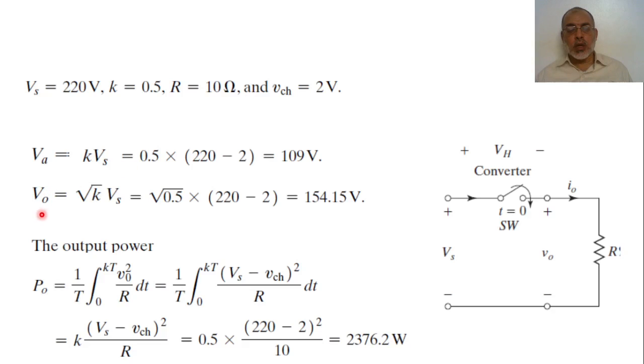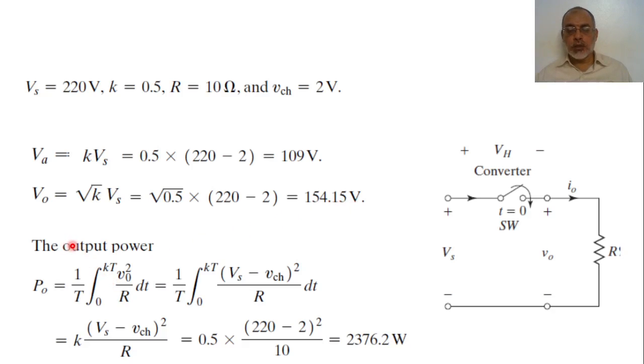The root mean square output voltage V output, we proved that is the square root of K multiplied by Vs. Once again, we are going to replace Vs by Vs minus V chopper. So it would be square root of K, square root of 0.5, multiplied by 220 minus 2. It would be 154.15 volts.